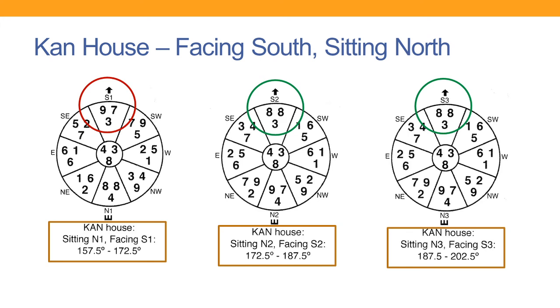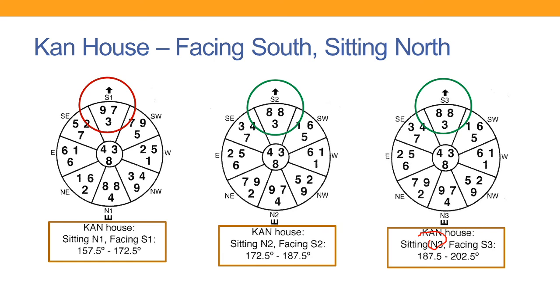Okay, so this is a Kan house, so it's facing south, sitting north, and again, look at the circles I have circled here, the red, green, and green. Again, each one is sitting in a different direction. North 1, this one is sitting north 2, this one is sitting north 3. Okay, so each one has a different sitting and facing direction.